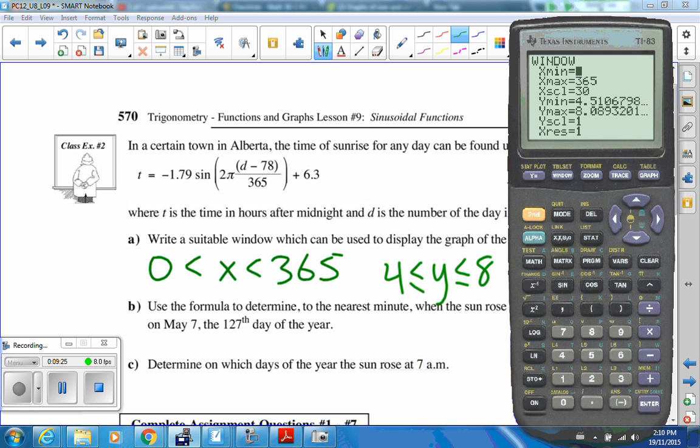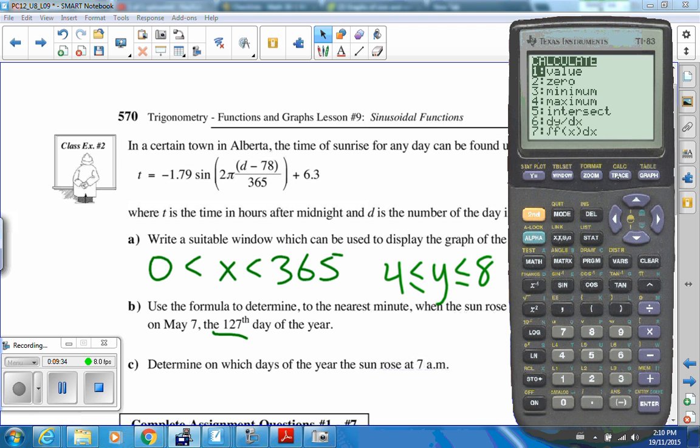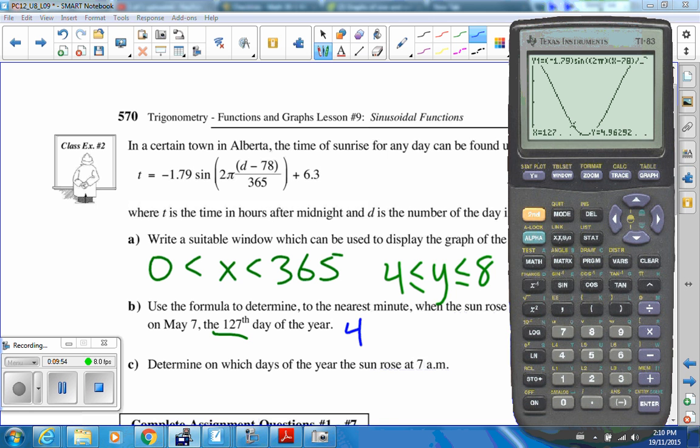So figure out how early the sun rose on the 127th day of the year. Well, then I just go second calc value, and the value I put in is 127, and, oh, that's not quite right. Let's try that again. Forgot the 2. So on day 127, it was 4.96. Now that's hours, not hours and minutes. So I'd go 4, and then I'd take the 0.96 and multiply it by 60. I'm too lazy to do that, so I'm just going to put it like this. Yeah, close enough for me.